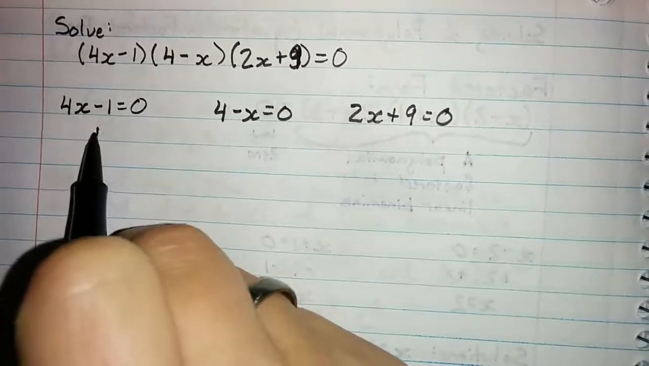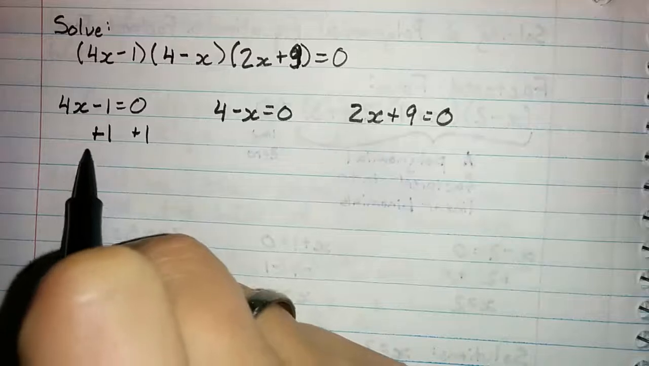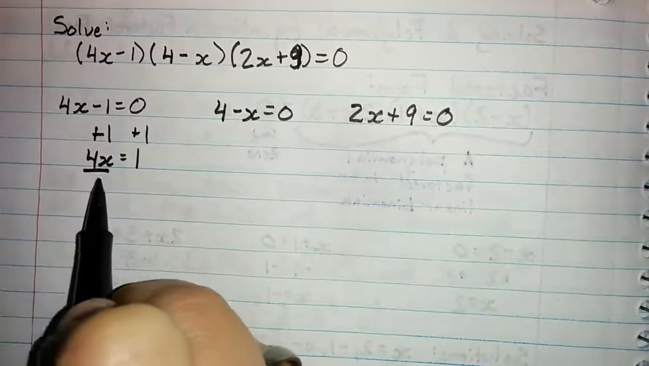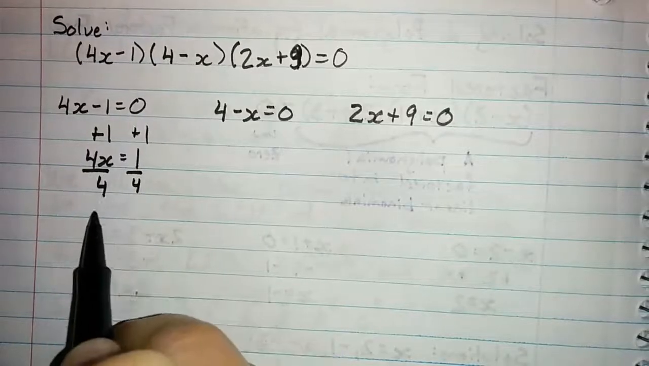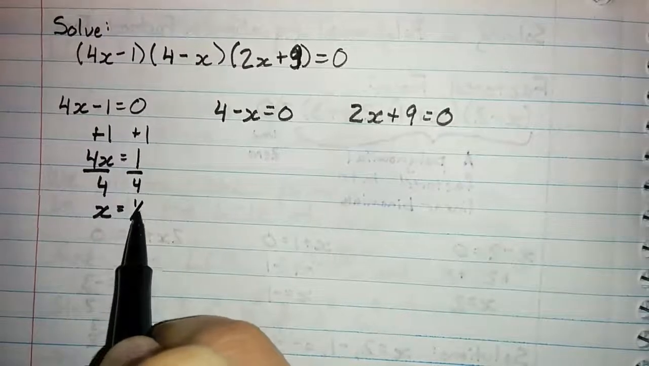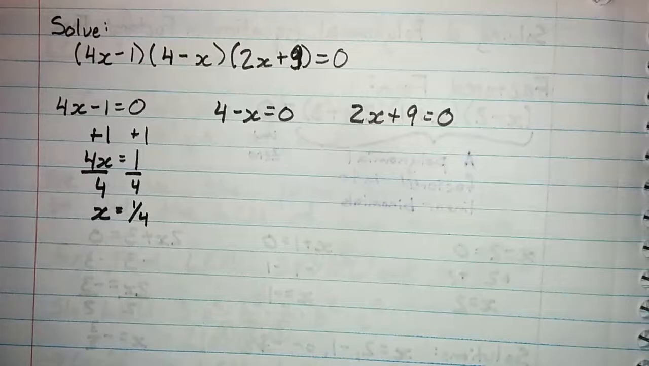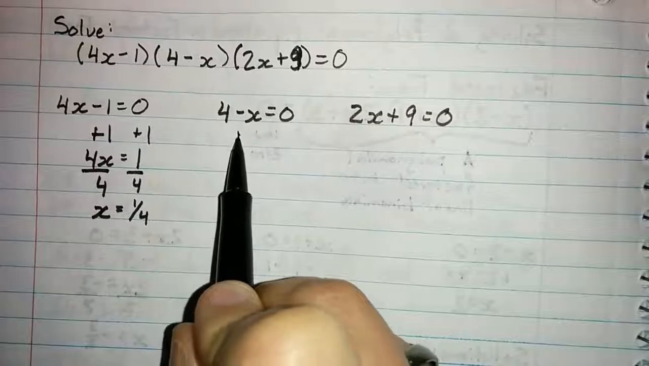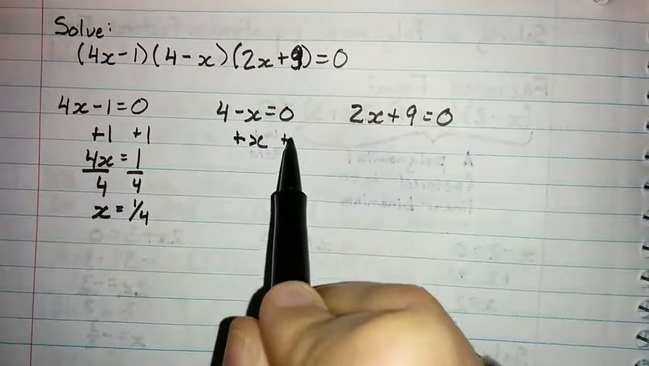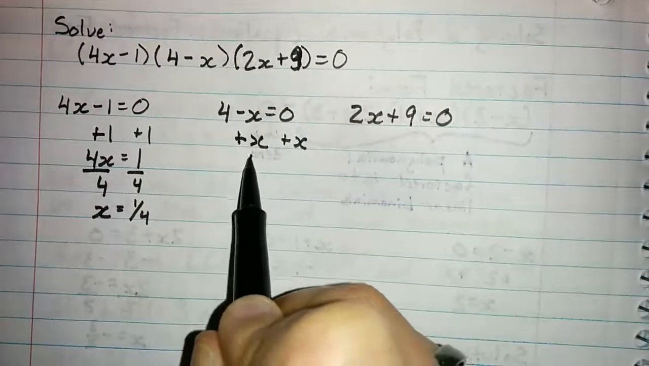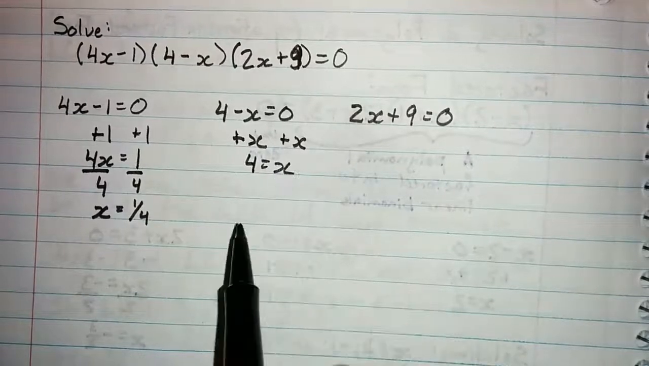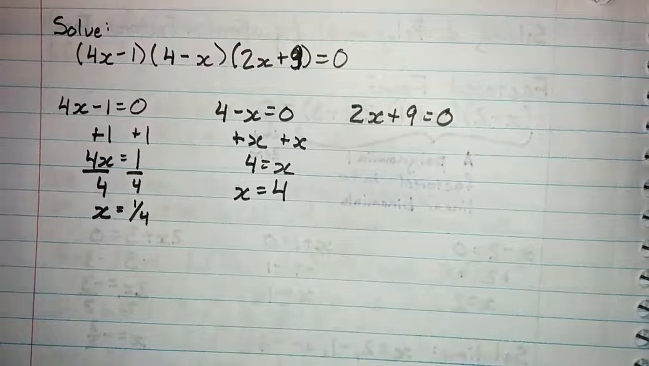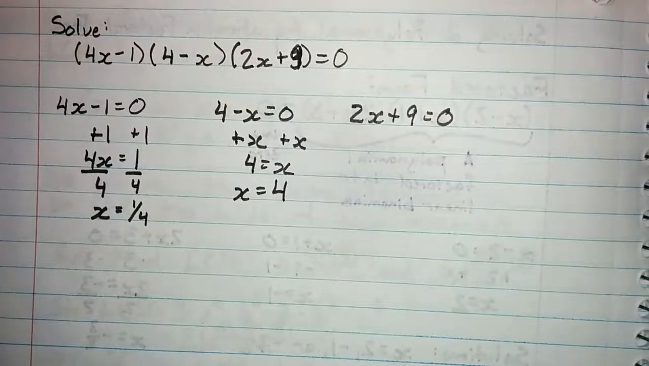Let's see, here we'll add 1 to both sides. We get 4x is 1. Divide both sides by 4. We'll get x is 1/4. Here, there are different things we could do to solve, but I think the easiest thing is to add x to both sides. We'll get 4 equals x. So that's x equals 4, because equals signs work both ways.